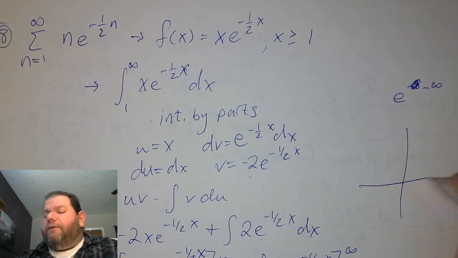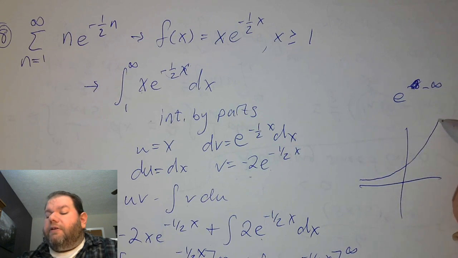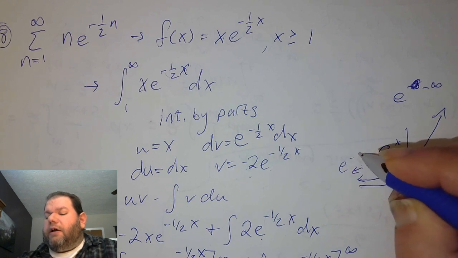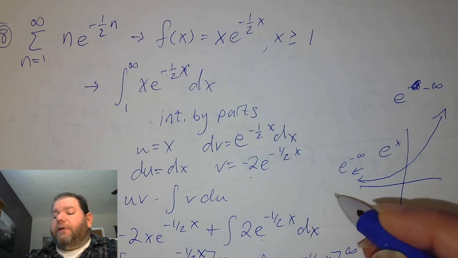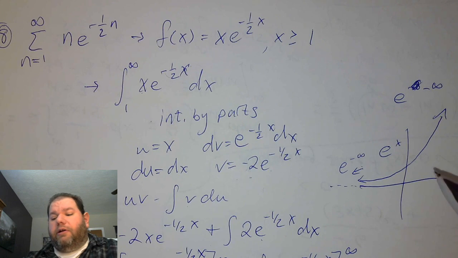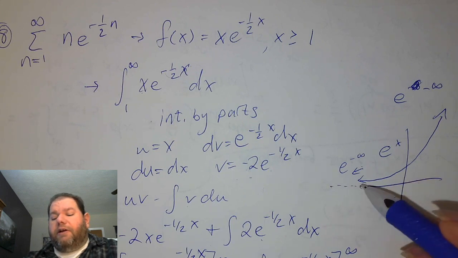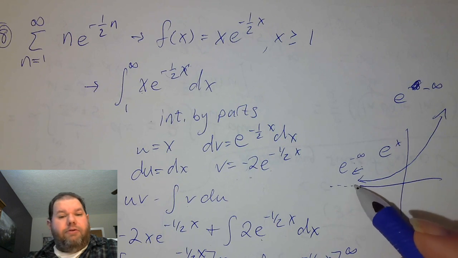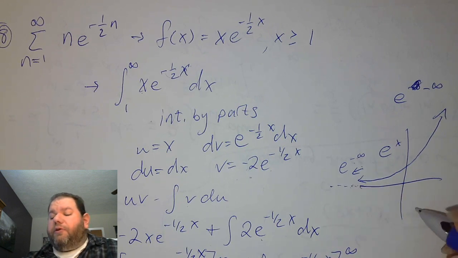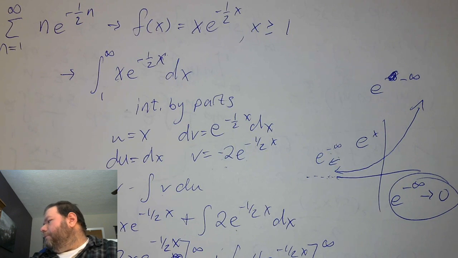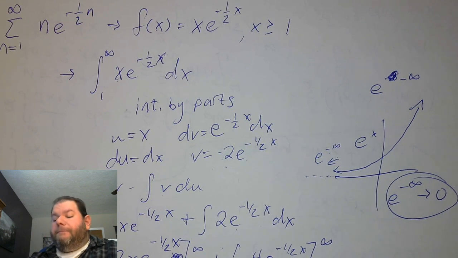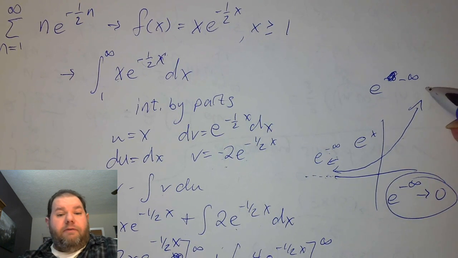if we look at the graph of our exponential function, this is e to the x, then e to the negative infinity, you see is the graph continuing off to the left, and what's happening is we know we have this horizontal asymptote here, so as the graph approaches negative infinity, the value of e to the negative infinity is going to 0. So that's important to remember, that e to the negative infinity goes to 0. And e to the positive infinity goes to infinity.